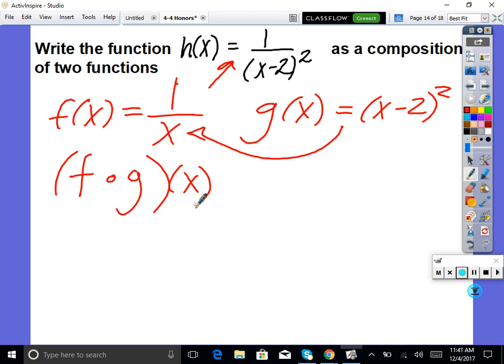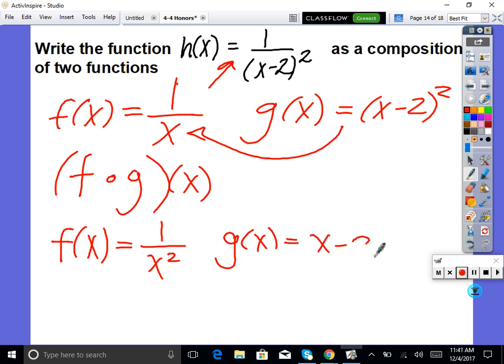Because then that would be taking g, plugging it into f. Another one I saw was people said let f of x be 1 over x squared. Let g of x equal x minus 2. And then they said same thing, f o g. Or they wrote it like this, f of g of x. We need to plug that in there. There were other options I saw last hour as well, but we're just going to move on. Does that make sense of what I was asking?